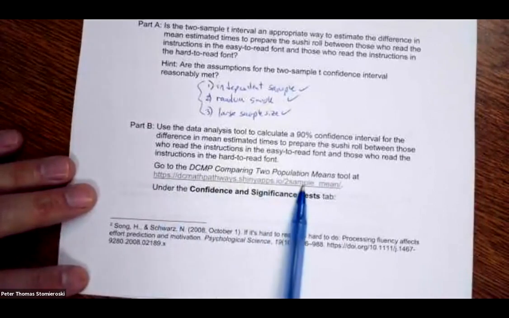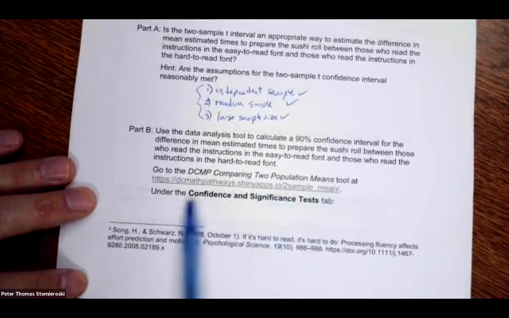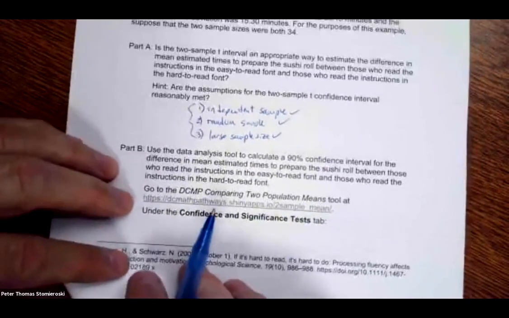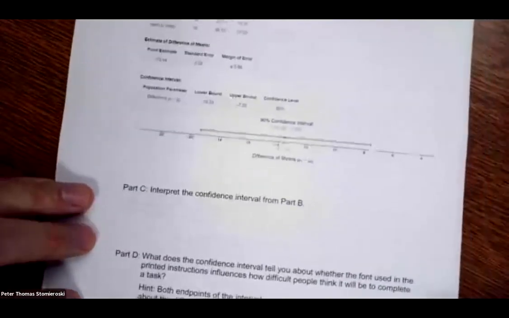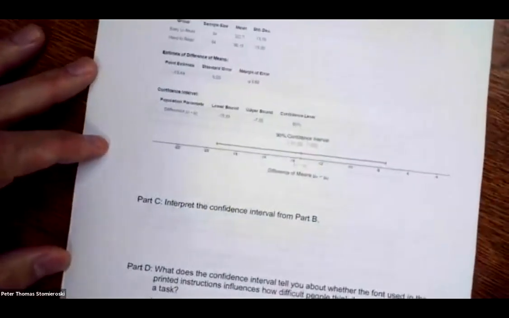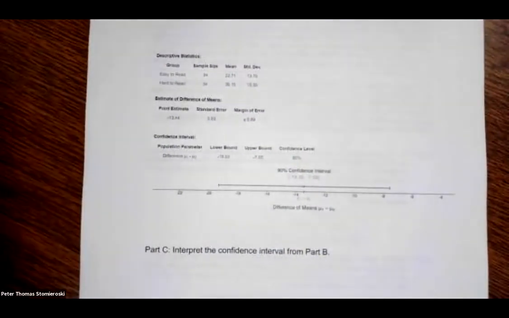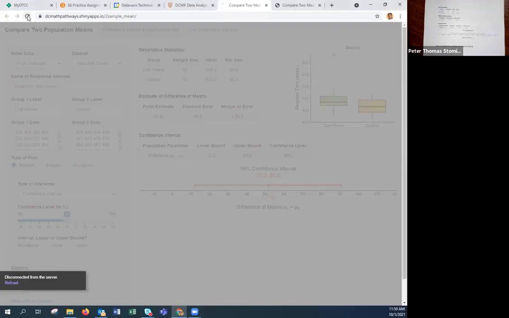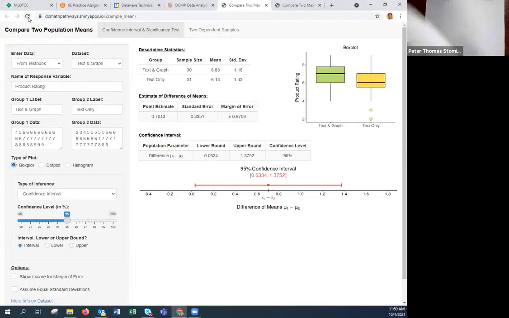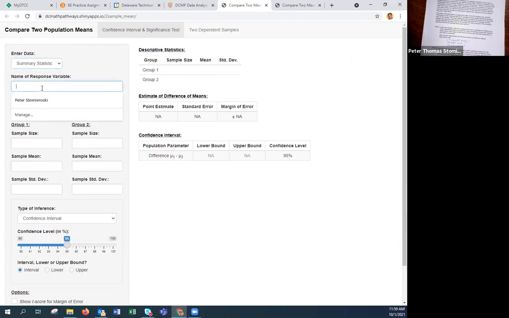So again, it says go to the Shiny app we just talked about earlier, the 2 sample mean. Use the confidence and significant test tab. And here are the actual results that I copied into this lesson. And I'll show you how to get that on the app now. So let's go to the app, share the screen. I need to refresh it. Okay, for this one, the data was not coming from the textbook. We don't have the individual data, we have a summary of our data. So we're going to do summary of data. And this is a Japanese sushi roll.